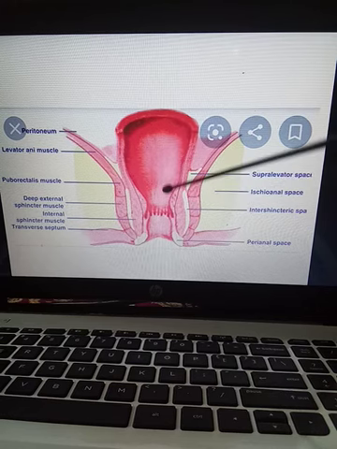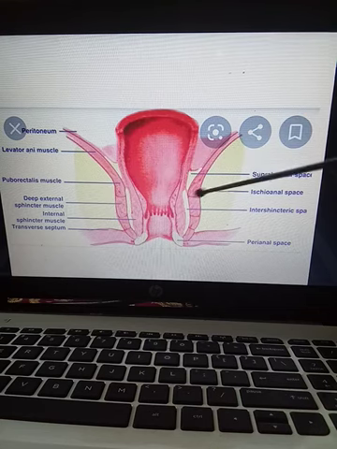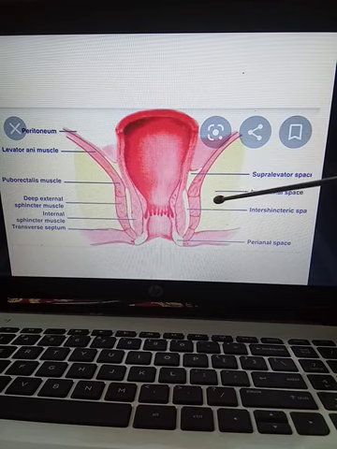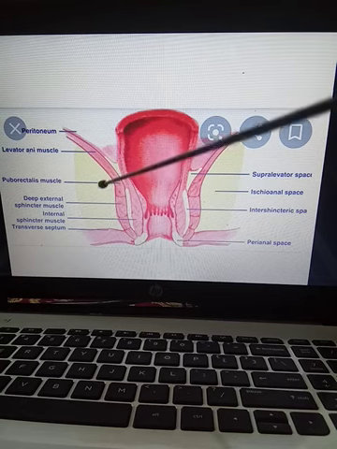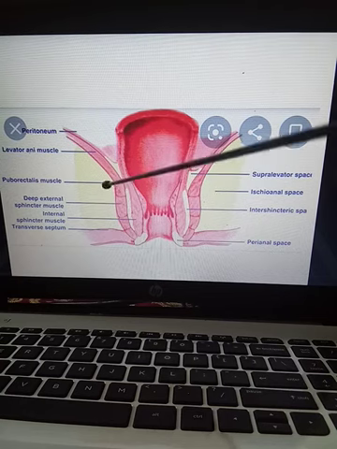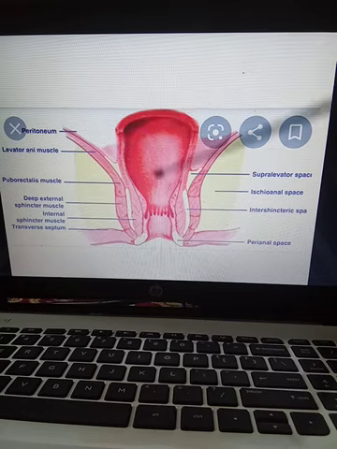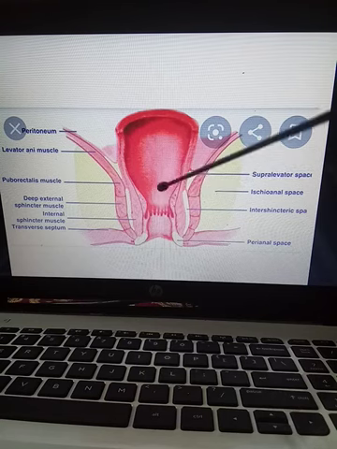You have the ischioanal space. Earlier I told you that on both sides of the anal canal you have two spaces. These are called the ischioanal spaces. These two spaces we will be discussing in detail in future classes.